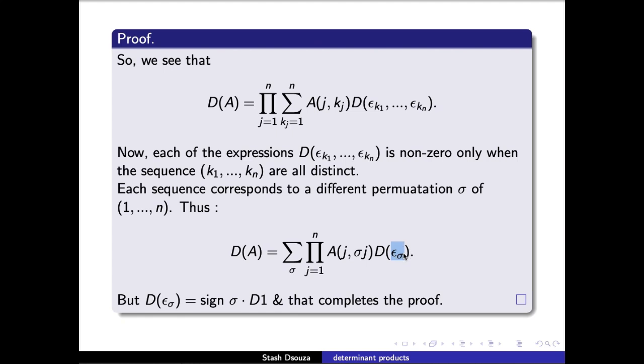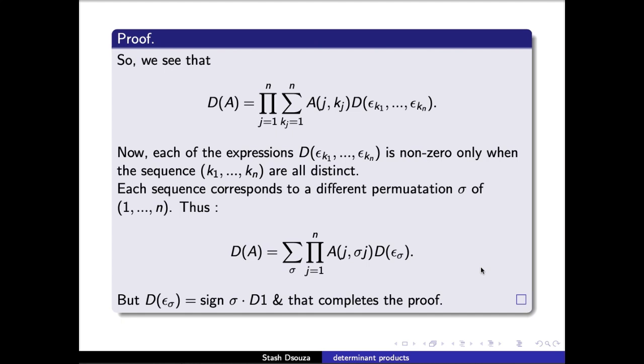That gives epsilon sub sigma. But d of epsilon sub sigma is nothing but sign of sigma times d of 1, and that's straightforward because we know that the signature of a permutation is well defined, and that's exactly how many transpositions are needed to go from the matrix with standard basis vectors in the order of p sub sigma to the identity matrix. That's how many transpositions are needed, and each transposition will give you a factor of -1.